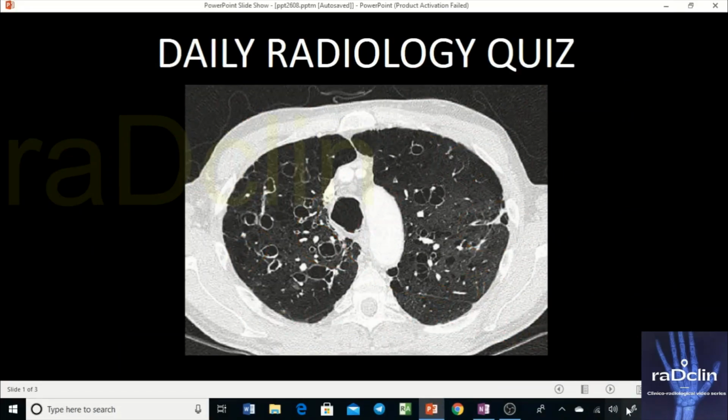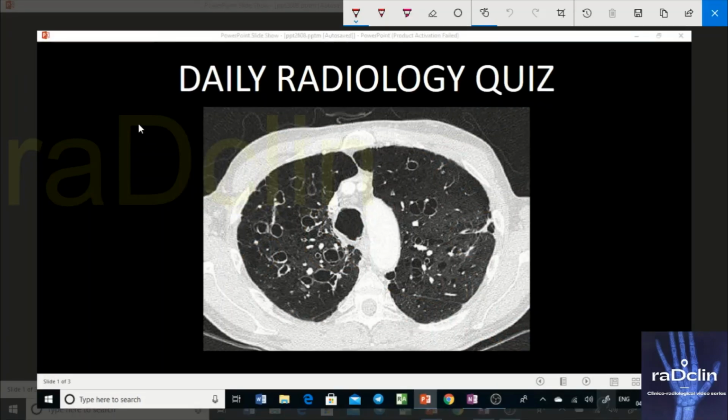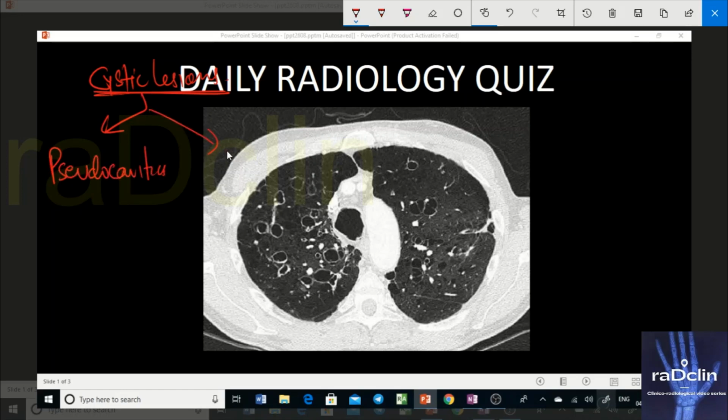Okay, but importantly, what you have to focus on, that I'm going to tell now. Whenever you see multiple cystic lesions in lung, remember that you have to ask one question to yourself. One is whether they are pseudo cavities, or whether they are primary cystic lesions. Now what is it? Let's discuss.